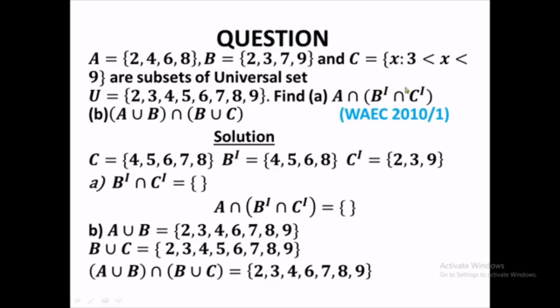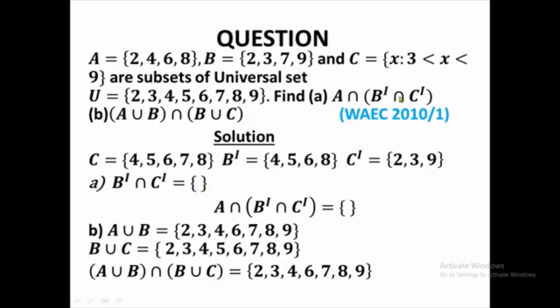Before we can simplify everything, we need to get what we have in the bracket, which is B complement intersection C complement. We have our B complement here and our C complement here. Intersection is saying what are the elements that are common to the two sets. We can see that there is no element common to both sets, so B complement intersection C complement is an empty set.